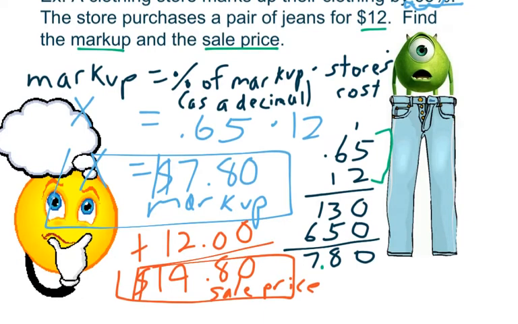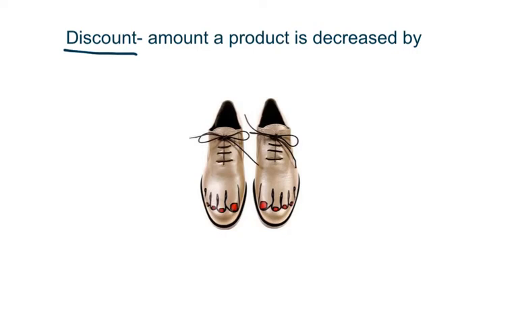All right, let's move on over to discount. We've talked about markup. Let's talk about discount. So discount is the amount a product is decreased by. And take a look at these shoes. Imagine they were on the shelf at a store. Think about how many times they might be looked over and not bought or not purchased.